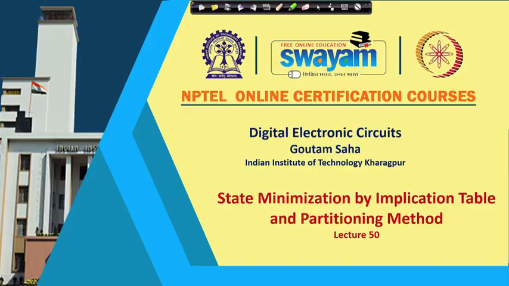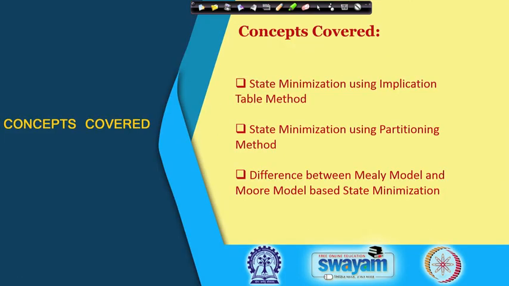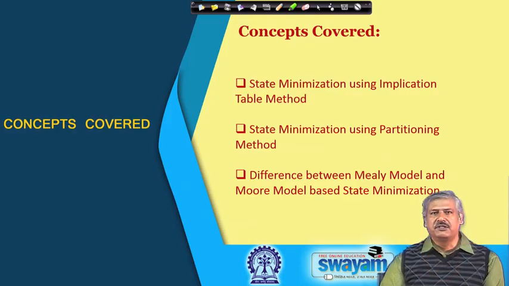Hello everybody. In the last class we ended with a discussion on state minimization and we looked at one method called row elimination method. In today's class we shall look at two other methods. One is called implication table based method, another is called partitioning method. So in the last class we discussed Mealy model. We shall continue with that problem statement only, and later on we shall look at a Moore model based state minimization problem, and we shall consider the difference between these two.